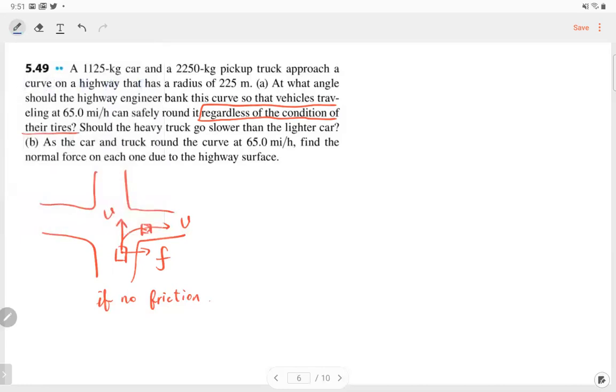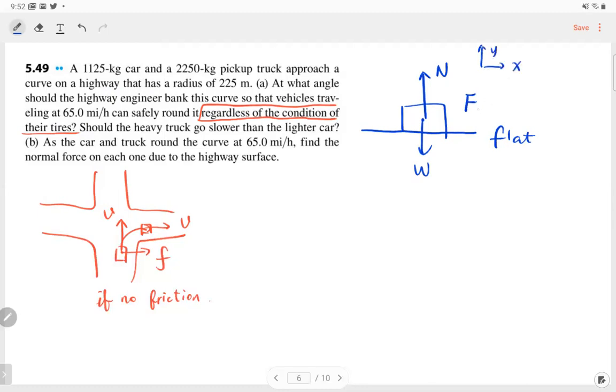And actually, the engineer found the solution. He said, if we make the highway not flat, but with an angle to the horizontal direction. For example, if the road surface is flat, and we draw the free body diagram, the weight and the normal force are in the vertical direction. In the horizontal direction, there's no force. For example, this is Y, this is X, and in X it is zero. There's no force, so the car will never turn.